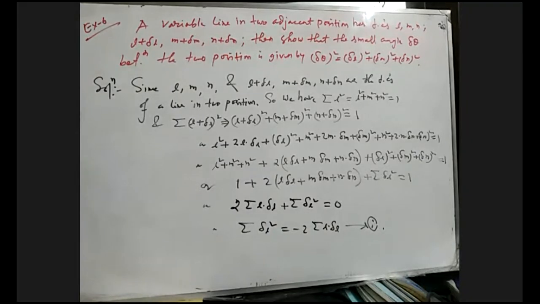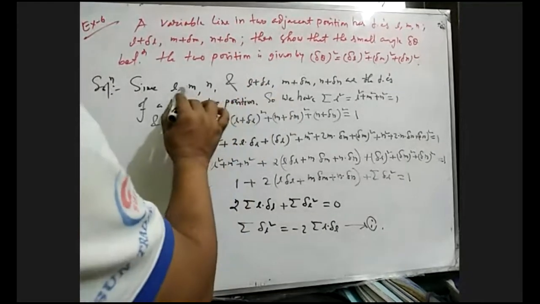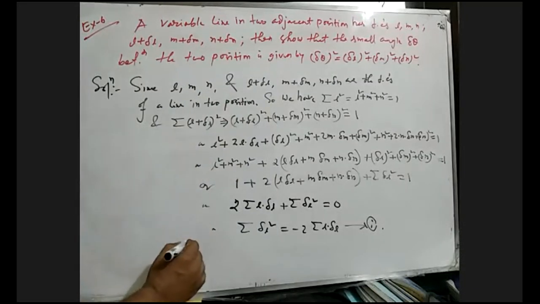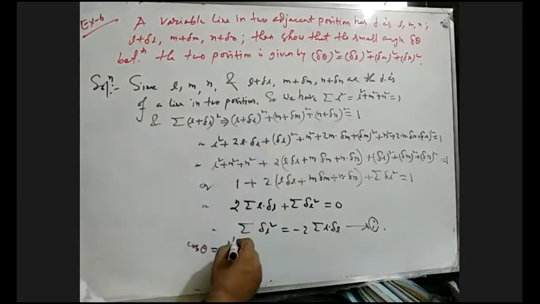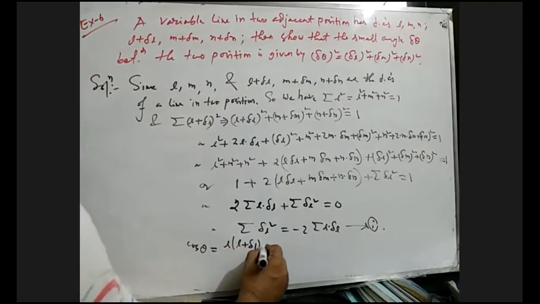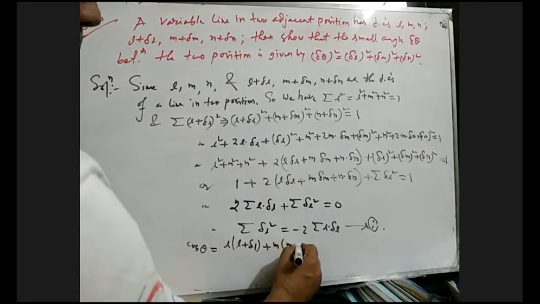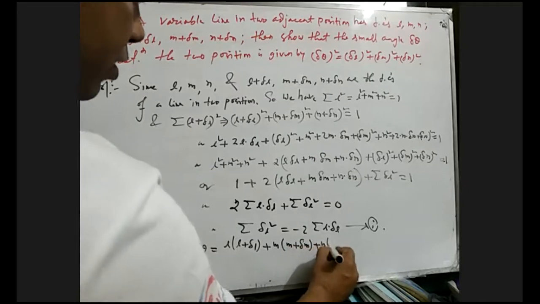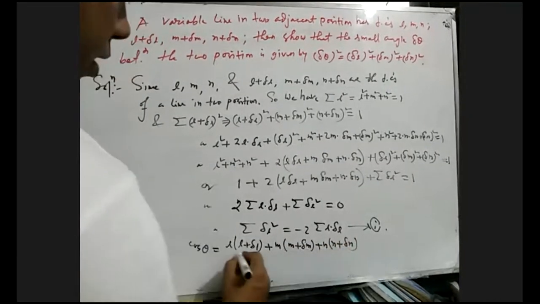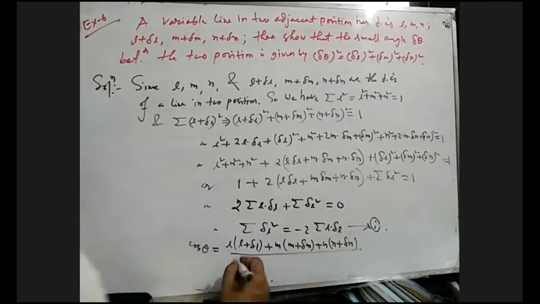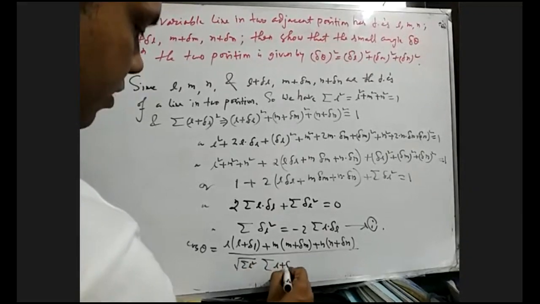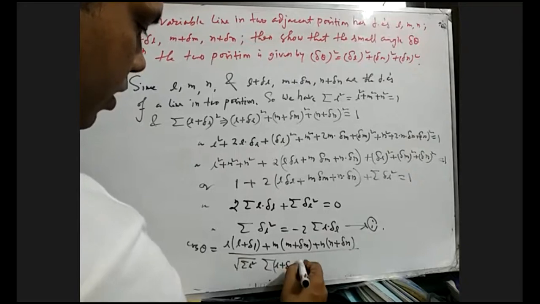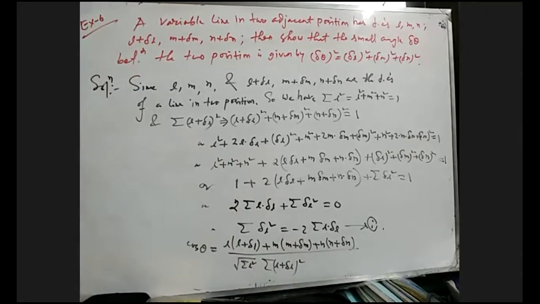Now the angle between the lines, this angle will be what? Now cos theta will be L into L plus del L plus M into M plus del M plus N into N plus del N, divided by, what will be the formula, square root over summation L square, summation L plus del L whole square.